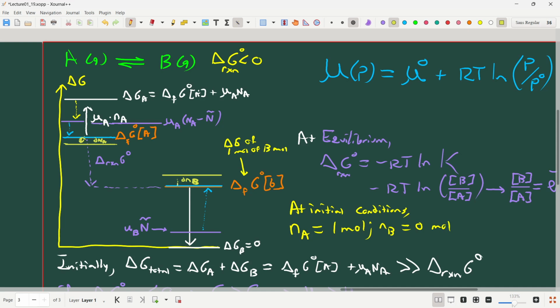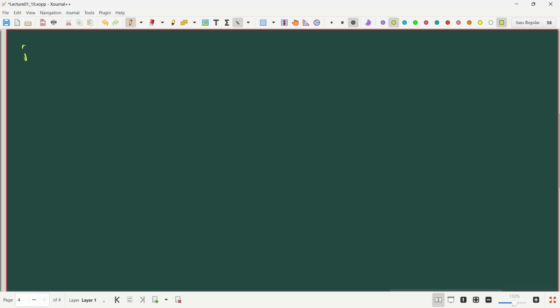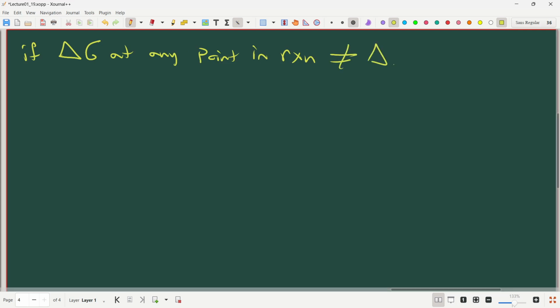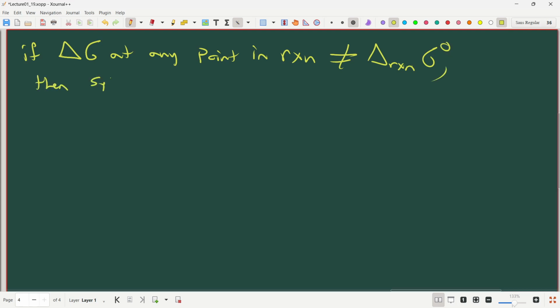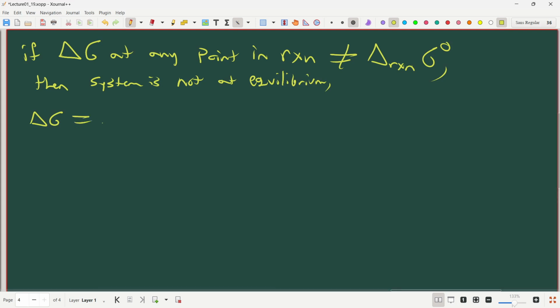So what I can say now is that if delta G at any point in reaction is not equal to delta G of reaction, then the system is not at equilibrium. But if delta G is equal to delta G of reaction, the system is at equilibrium.